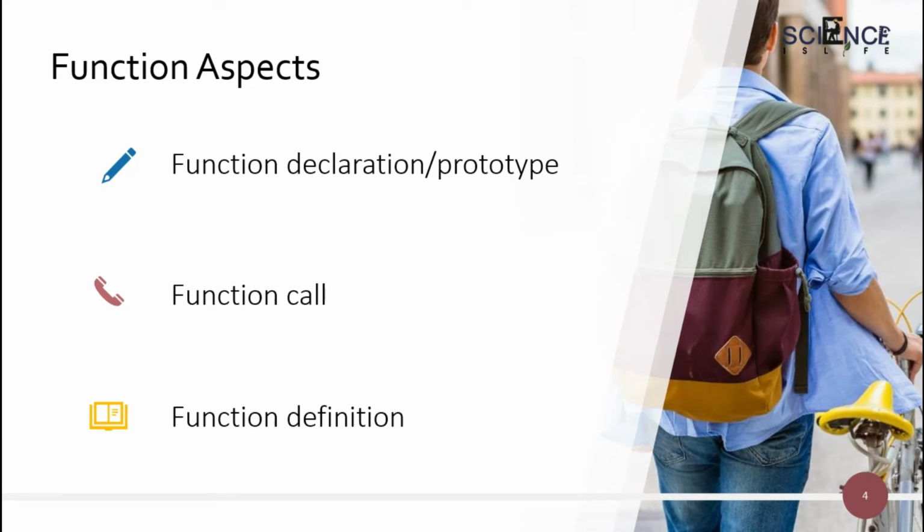Then when we write a function, there are three aspects to a function, right? First one is function declaration or prototype, right? So we'll see what this prototype is. Then the second one is function calling. When we need to execute our function, we need to call that function within the main function. That is function calling, right? The third one is function definition. Let's see each one.